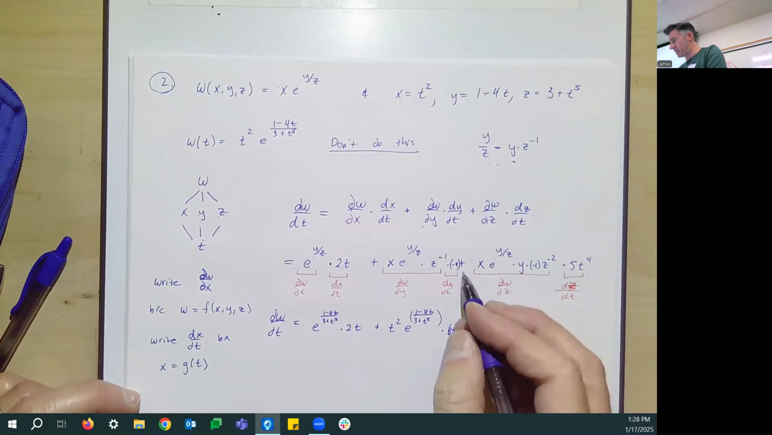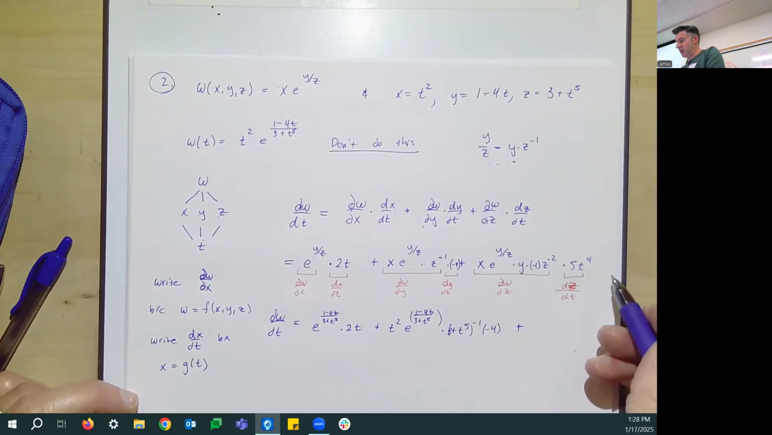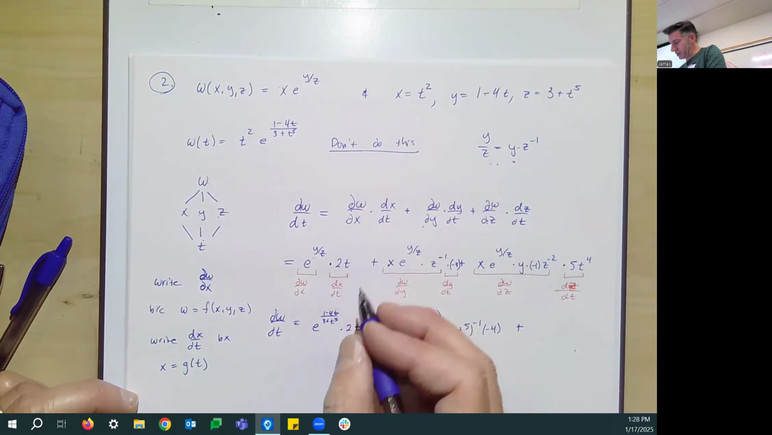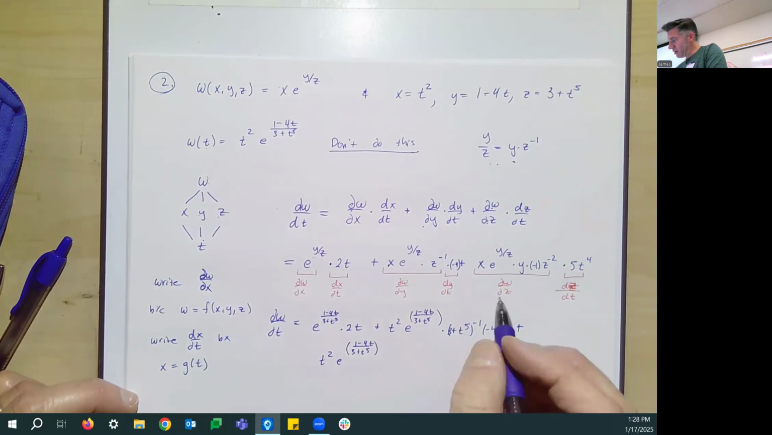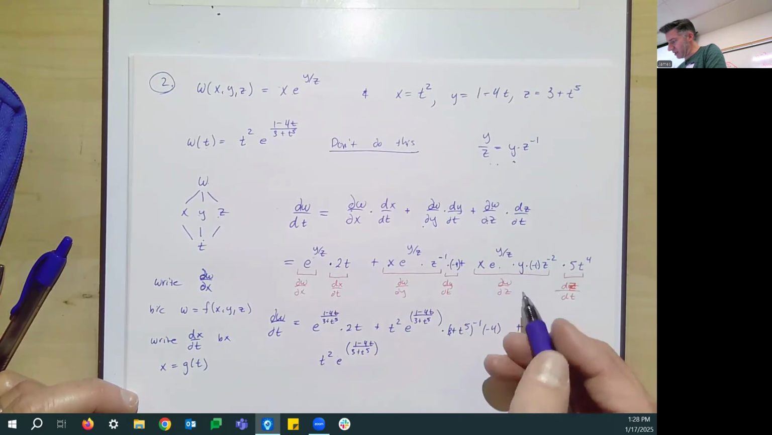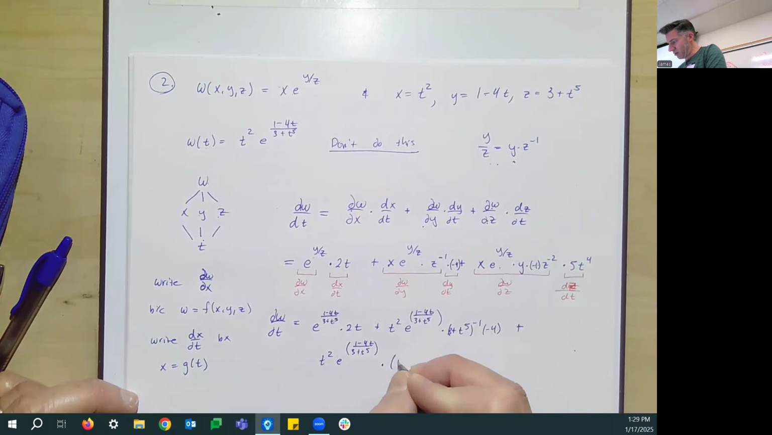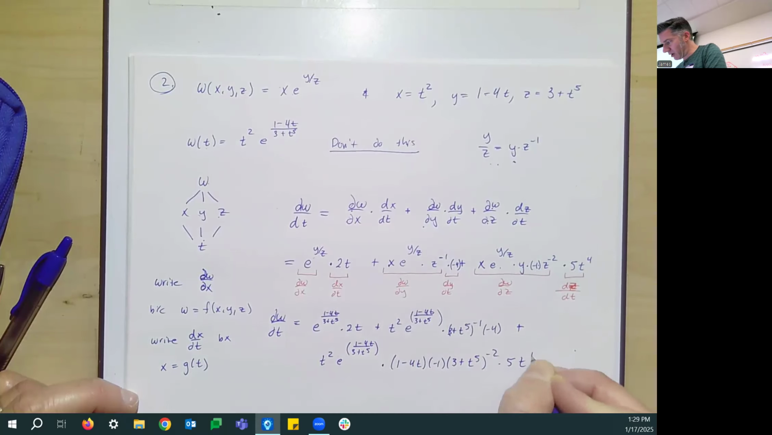Finally, plus the last piece here, which is going to be, I need more room down here, x, which is t squared, times again, e to the grossness, 1 minus 4t over 3 plus t to the fifth, times y times -1 times z to the negative second. So y is 1 minus 4t, times -1 times z to the negative second, times 5t to the fourth. I did no simplification, right? I just wanted to write it out in terms of t.